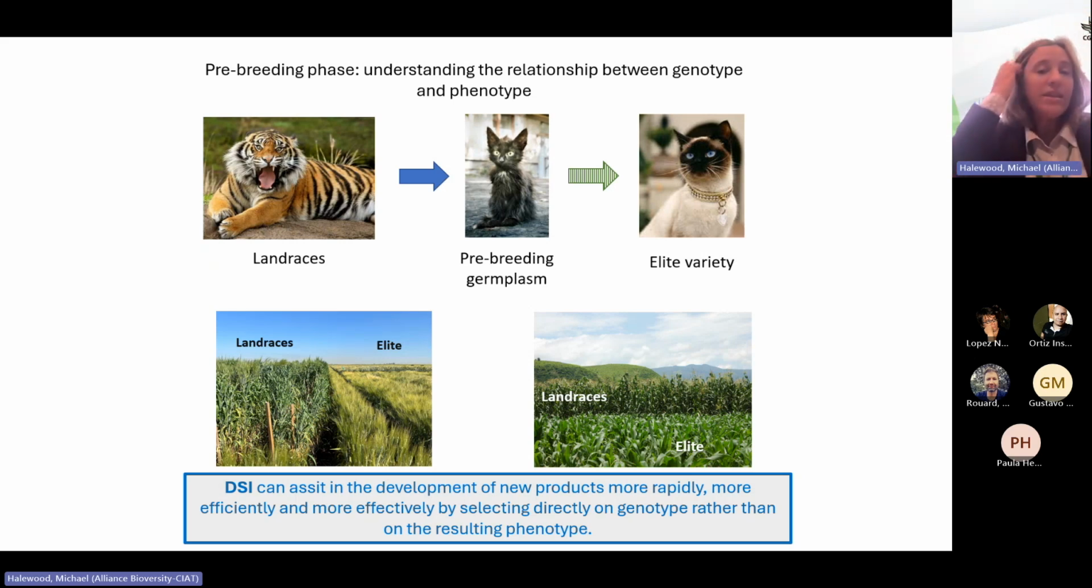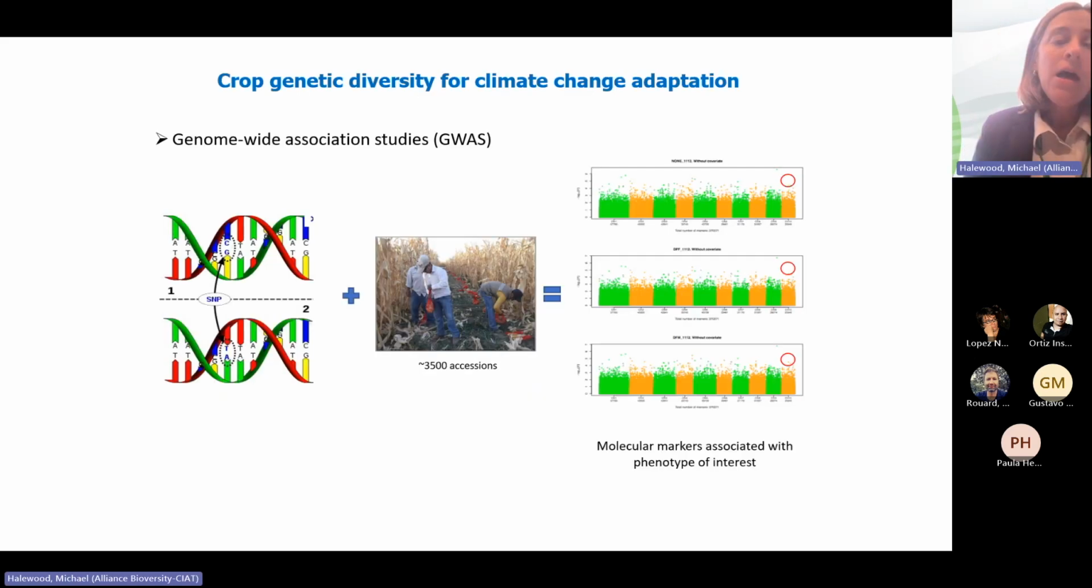So definitely DSI can assist in the development of new products more rapidly, more efficiently, and more effectively by selecting directly on genotype instead of looking at the resulting phenotypes. How can we do this and how can we speed the process? Well, there are several methodologies that can be applied.